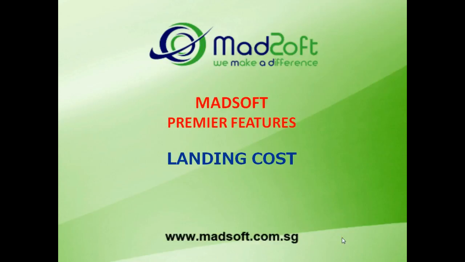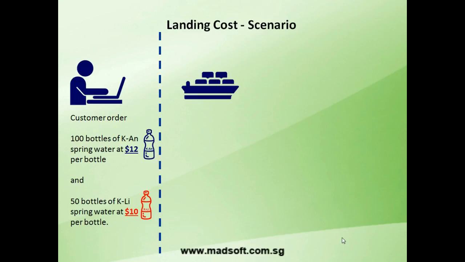Now let's take a look at the MadSoft Premier feature, the landing cost. We'll be using this example. There's a customer order of 100 bottles of KN spring water at $12 per bottle and 50 bottles of Kaylee spring water at $10 per bottle.